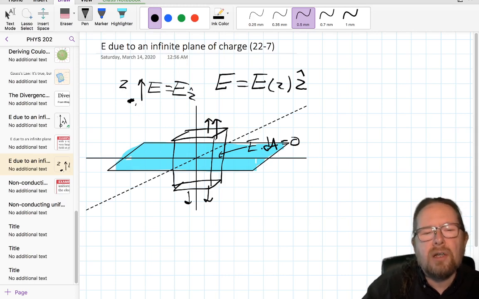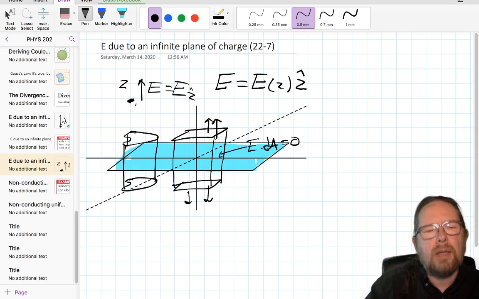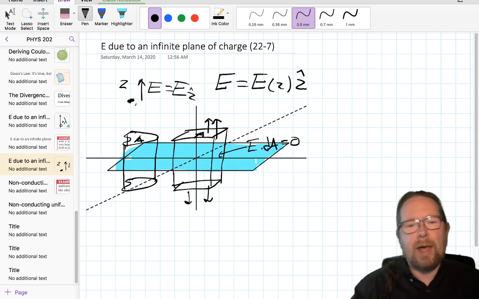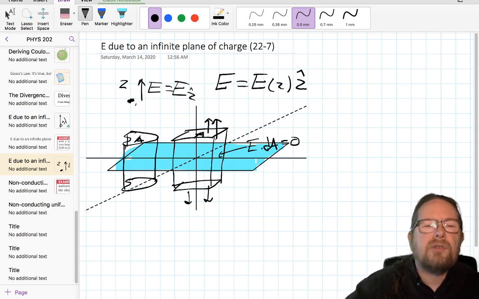So we can choose a cylinder, we can choose a rectangle, we can choose an arbitrary shape for our Gaussian surface. It doesn't matter, just so long as the top and bottom faces are parallel to the plane. We'll call the area of that shape just A. We could call the length and width x and y, but we'll see in a second we don't even need to do that. So what does Gauss's law tell us?